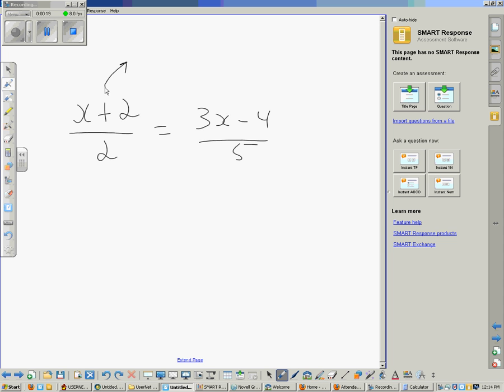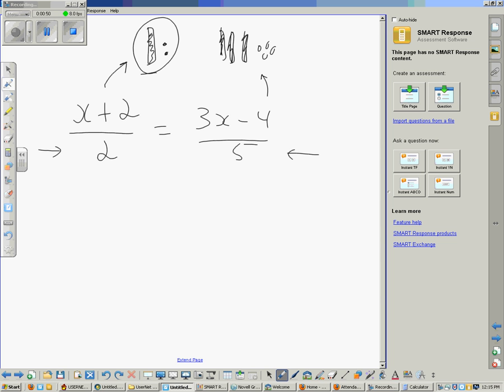If this is x + 2, and that's x + 2, this here means that I have half as much as that. Whatever this value is, x + 2, I have half as much of x + 2. And over here, I have 3x minus 4. I have a fifth of that. I don't have a full 3x minus 4. I have a fifth of that.